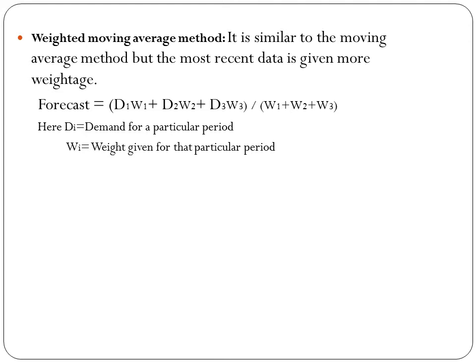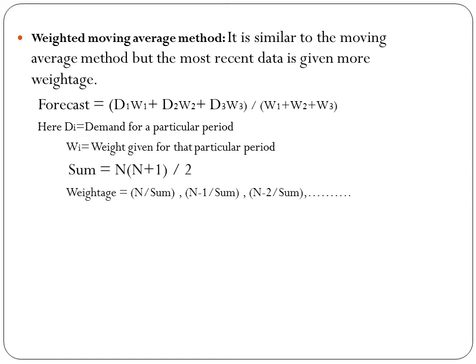D1 is for the month of May and D2 is the month of April. May is definitely newer than April, so W1 would be greater than W2. May would be given more preference. In some cases, the weightage is given, for example for May it is 0.5, April it is 0.3, and March it is 0.2.